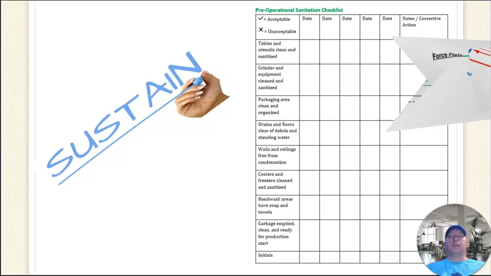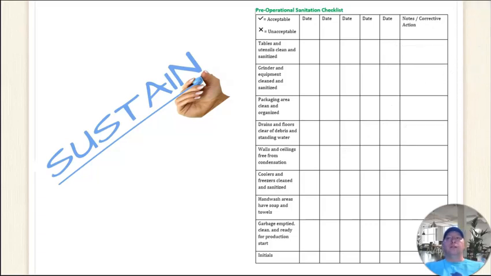And how are you going to sustain? Well, I think that using a checklist is a really good way to make sure that you can sustain good sanitation compliance. Whether you're producing products daily, weekly, or even monthly, the sanitation matters.